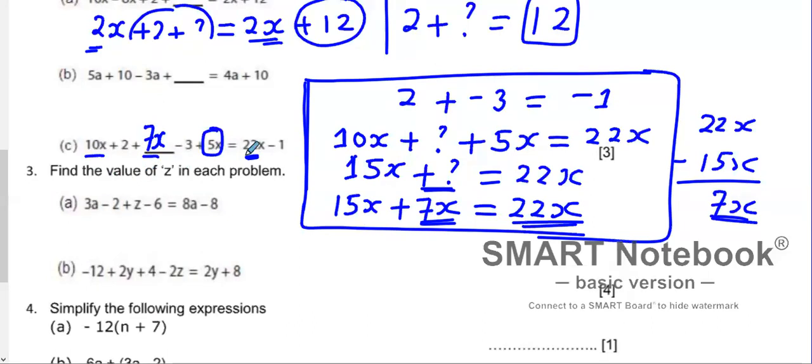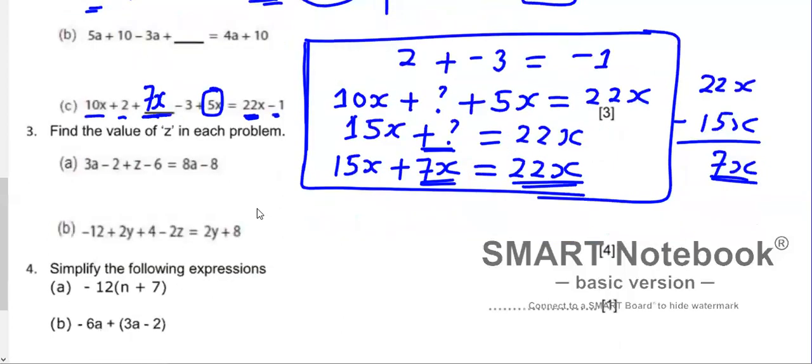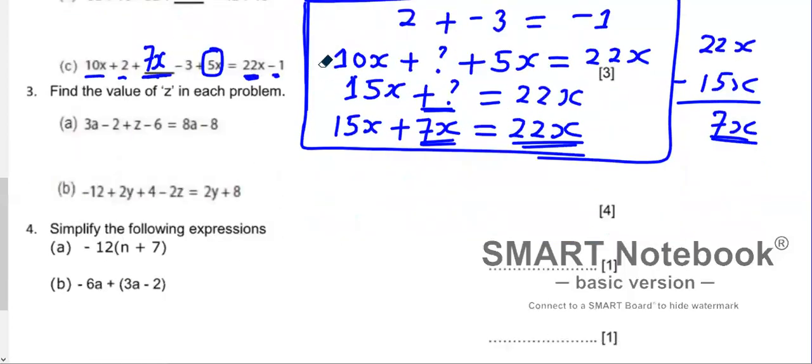17x plus 5x gives you 22x. And 2 minus 3, the answer is negative 1. So the missing number here was 7x. You can pause the video and take some notes on this. Okay, let us keep going.